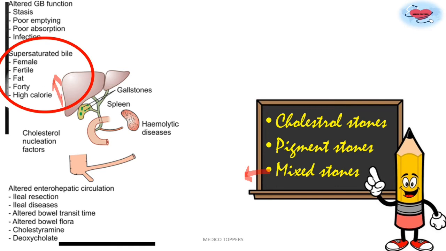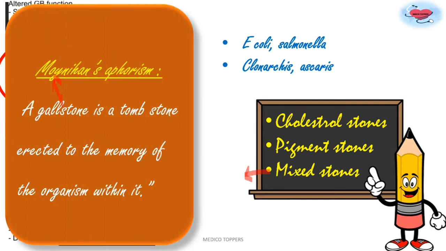And if we think about the infections, in bacteria, E. coli and Salmonella are the commonest, and in parasites like Clonorchis sinensis and Ascaris lumbricoides are often associated. Next comes an important MCQ, Moynihan's aphorism. It talks about the infective organisms. A gallstone is a tombstone erected to the memory of the organism within it. So infections are also an important cause for gallstone formation.